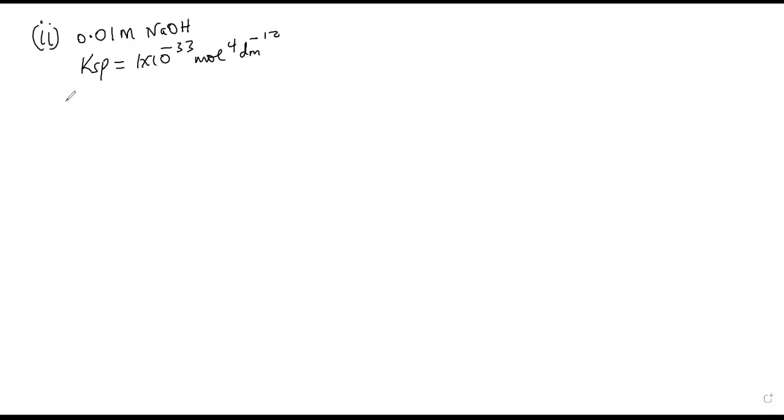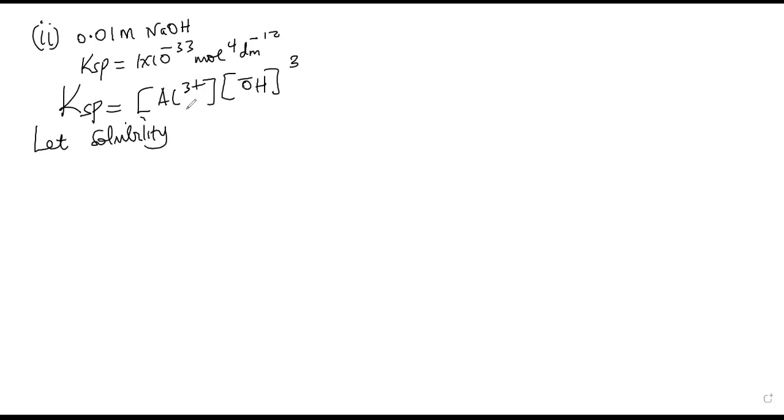Still, we know that KSP is equal to the concentration of aluminum ion times the concentration of hydroxide ion raised to the power 3. Now, here we shall also let the solubility, because now we are getting the solubility of aluminum hydroxide in sodium hydroxide, be Y.